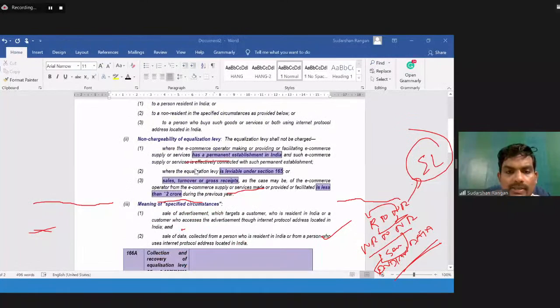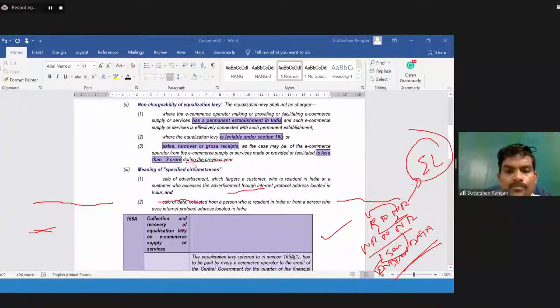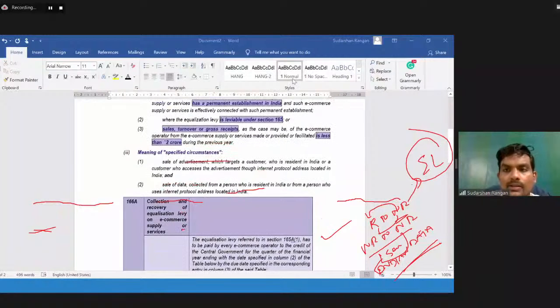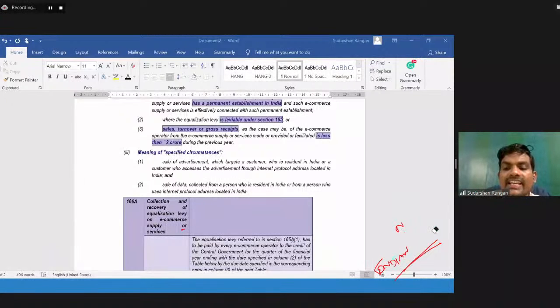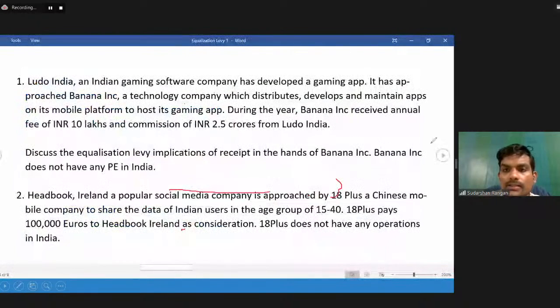This is there in your study material also. You can look at it, the new version. Sale of advertisement, which targets a sale of data collected from, this is the one. So therefore, the scope also says sale of data collected from a person who is resident in India. So therefore, they are saying the nexus is you are giving Indian person's data. So therefore, the Indian government says you need to pay taxes. Equalization levy will come. Sale of data. So this is there under the equalization levy 2.0.